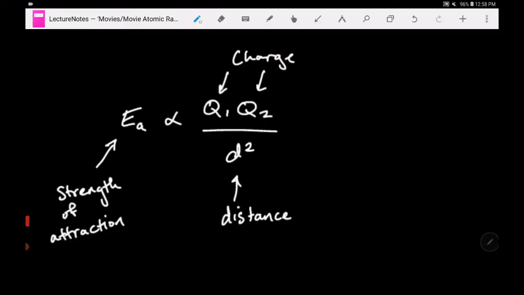Coulomb's law says that the force of attraction is proportional to the charge of one thing times the charge of the second thing divided by the square of the distance between them.